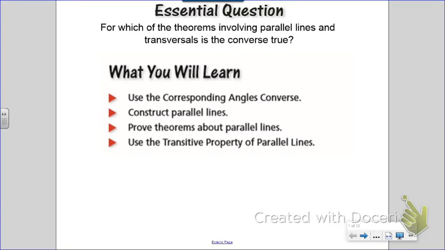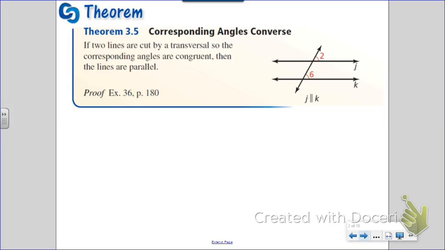Today's lesson is on looking at proving parallel lines and using corresponding angles and other types of angle pairs to show that lines are parallel. These are the converses of the original theorems. It doesn't change the type of angles that we're learning.